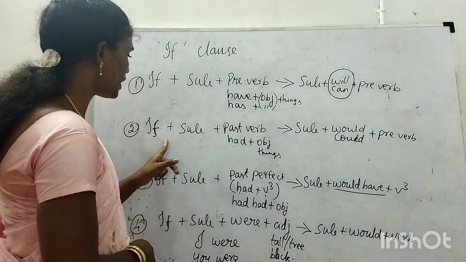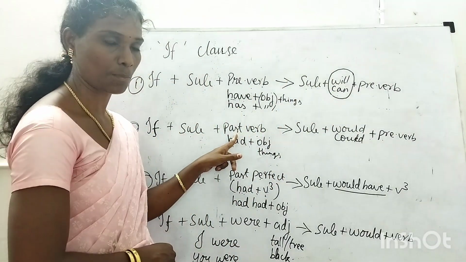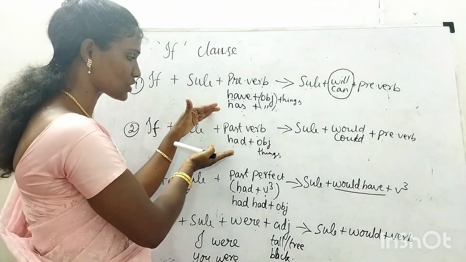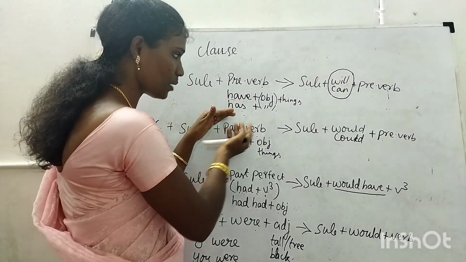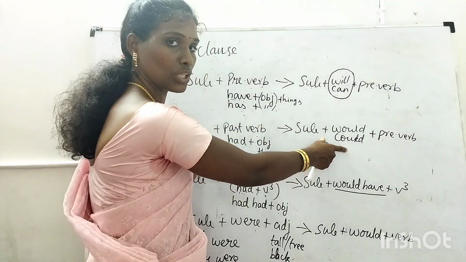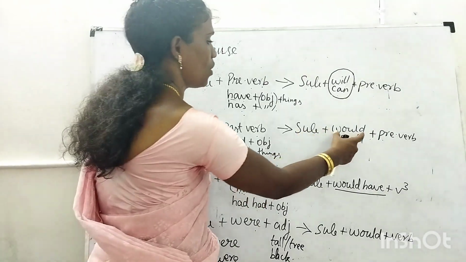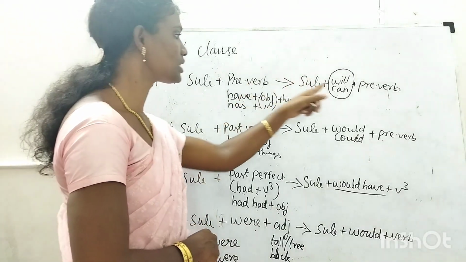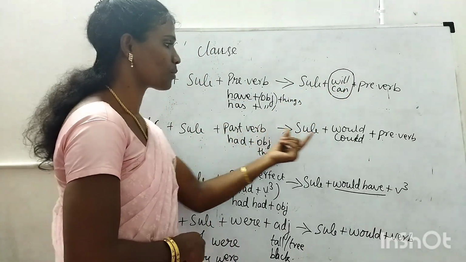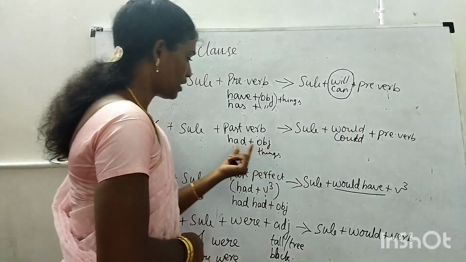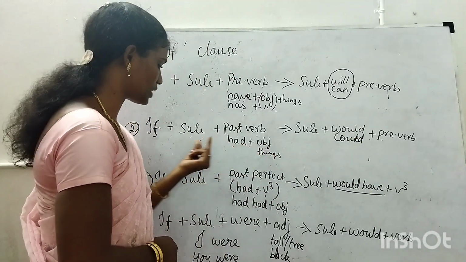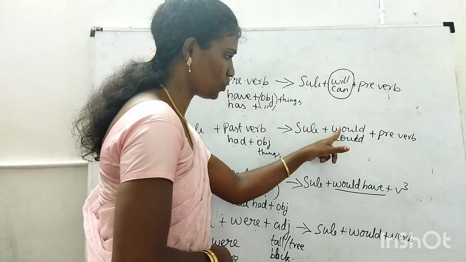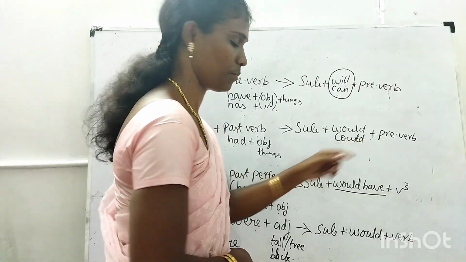Type 2: if plus subject plus past verb. Type 1 is present verb, type 2 is past verb. If we have the structure subject plus past verb, from the options you choose the sentence subject plus would or could plus present verb. Present verb means will plus present verb, past verb means would plus present verb. And also had plus object: subject plus had plus object means also subject plus would or could plus present verb.